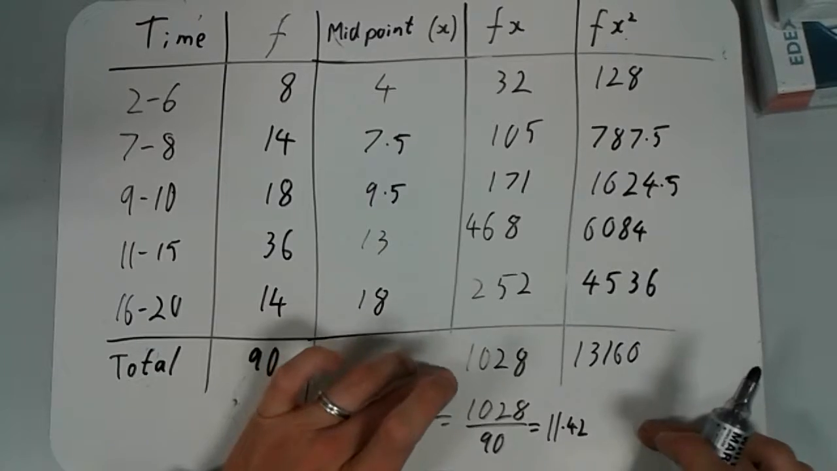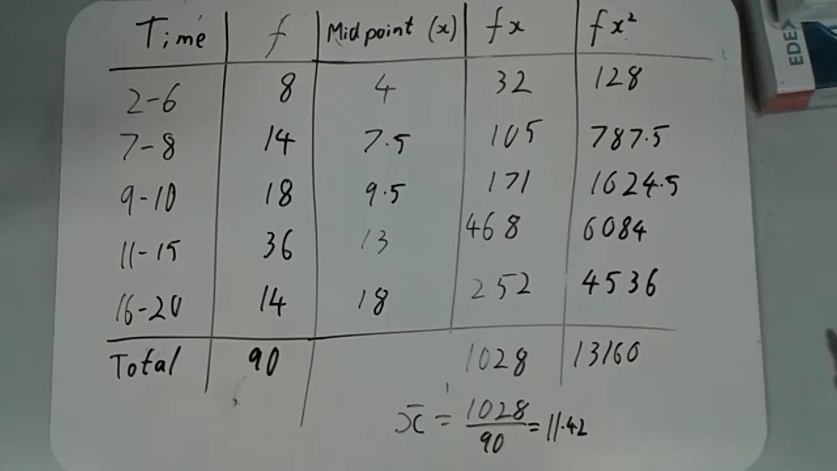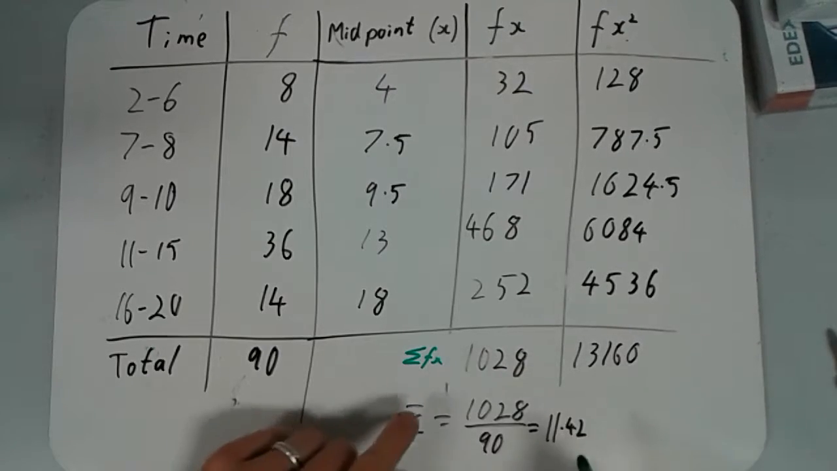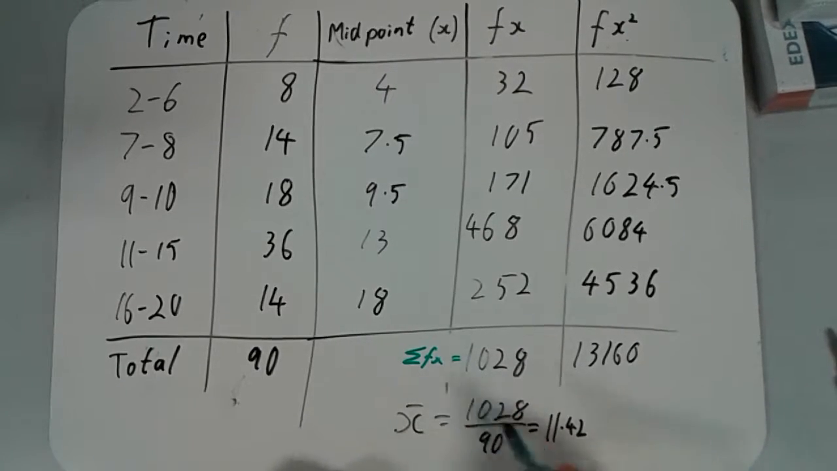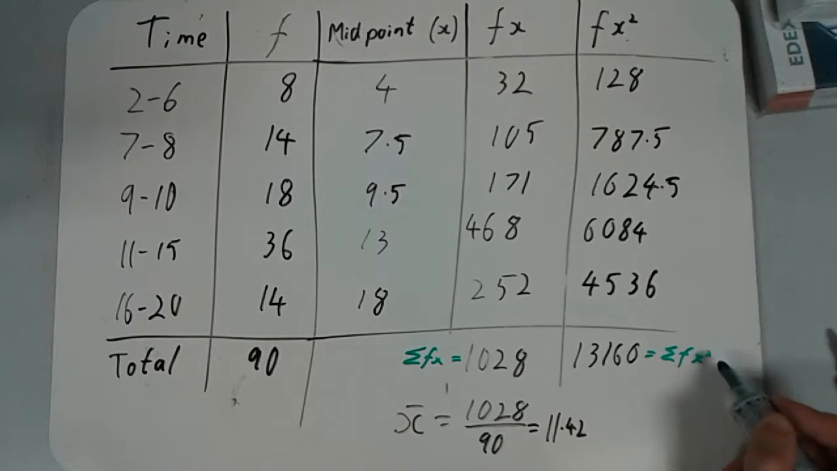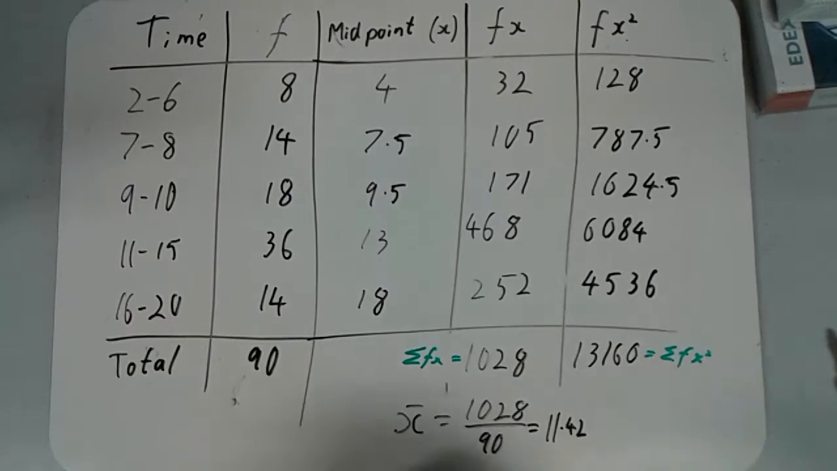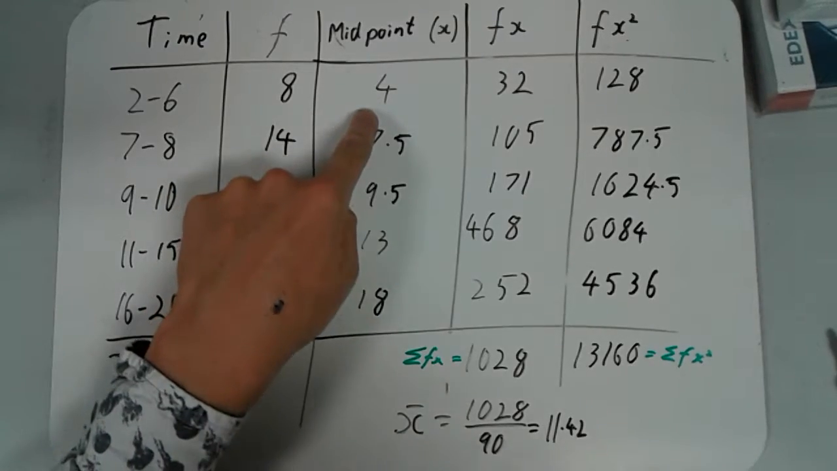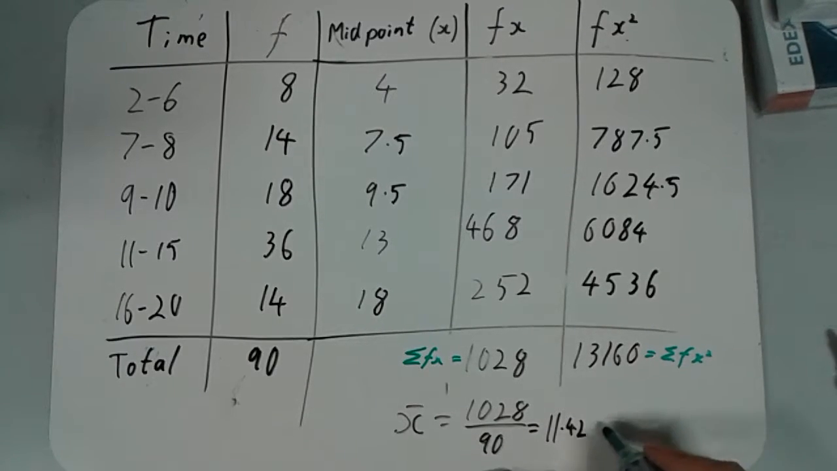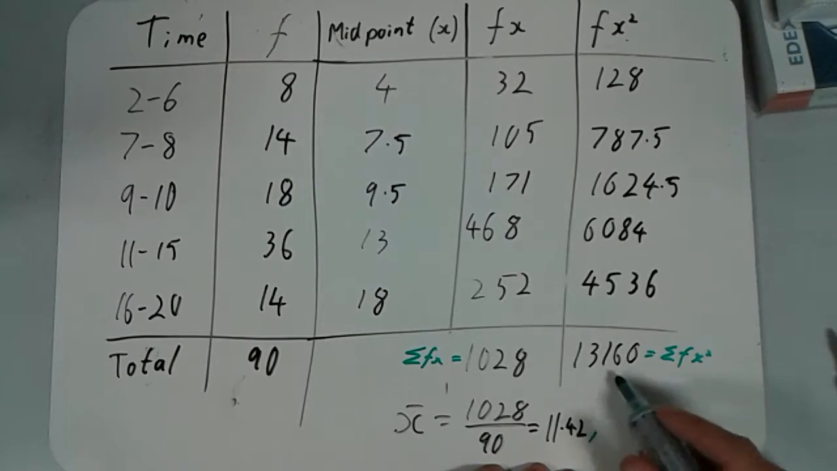Okay, just a quick little side note. We would refer to this as the sum of fx, frequency times midpoint, and this is the sum of the frequency times the midpoint squared. Notice when I do this calculation, I'm only squaring the midpoint, not the frequency. I do not have a bracket there. Okay, so now I can calculate my standard deviation.